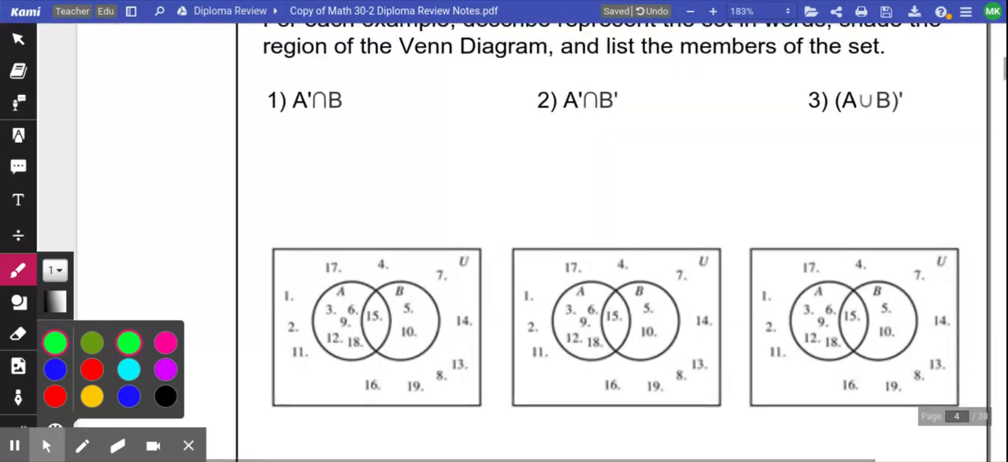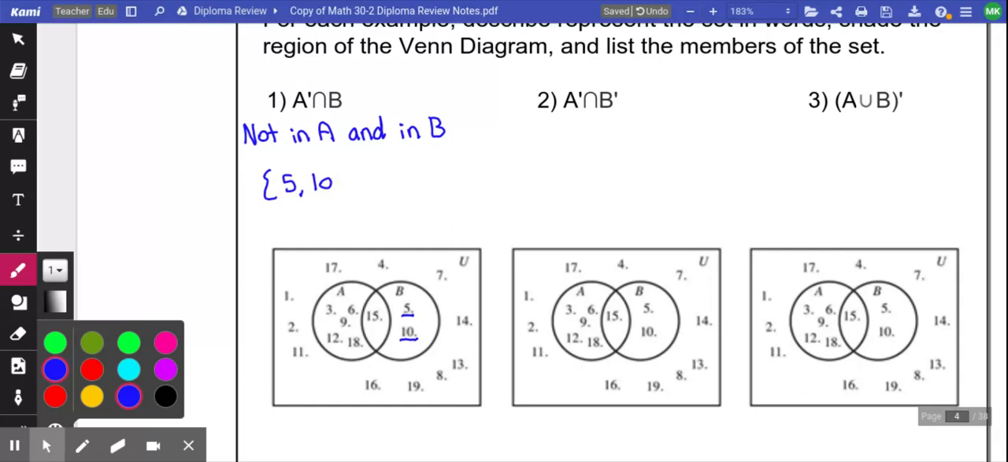If you read this one right here, this reads as not in A and in B. So you are looking for numbers that are not in group A and are in B. For instance, the number 5 and the number 10 are both not in group A and in group B.